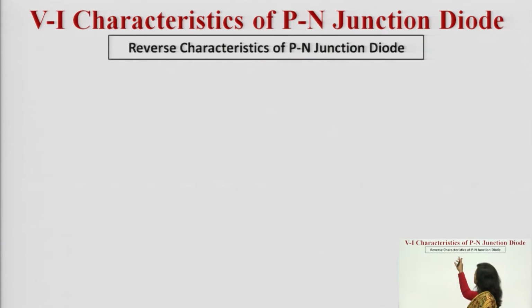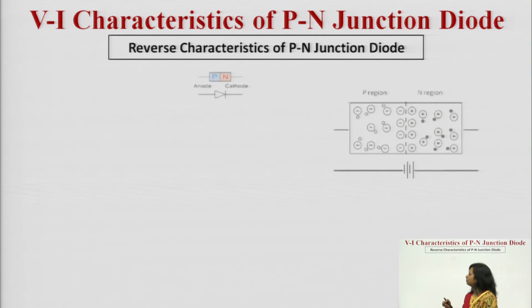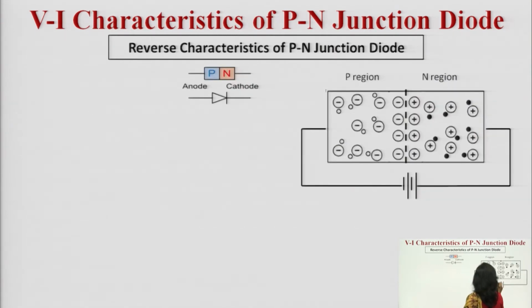Similarly, you can plot the reverse characteristic when the diode is in reverse bias. When the diode is in reverse bias, the P terminal is connected to the negative terminal of the battery and the N type is connected to the positive terminal of the battery. You can see over here, the negative end is connected to the P terminal, positive is connected to the N. This is the junction, and after a certain time when a barrier potential develops, an electric field develops which will further stop the diffusion across this particular depletion layer.